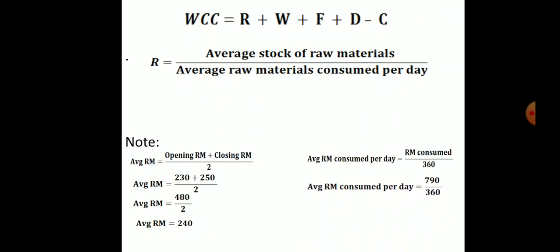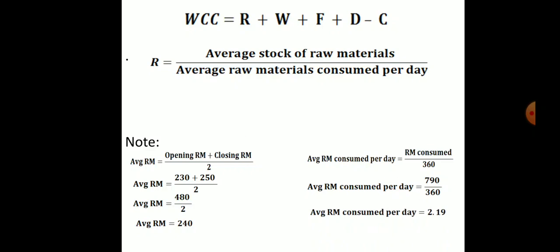So students, if they have not given the number of days, how many days do you have to consider while calculating this? They have not mentioned, so we have to assume it is 360. If they mention it, then we have to take that. So here in this problem, they have not given how many days there are in the year, so we will consider it as 360. So here average raw material consumed per day is 790 divided by 360, so it's 2.19.